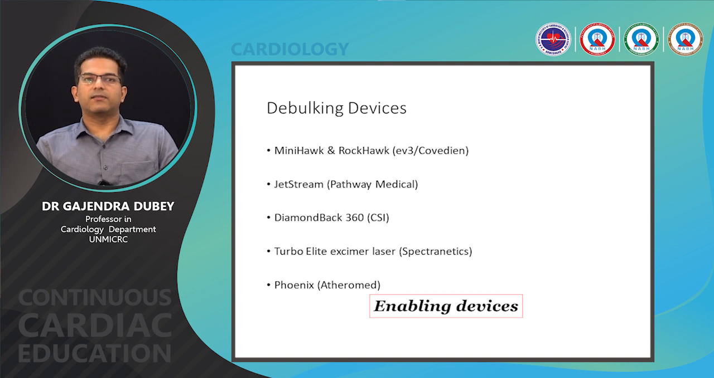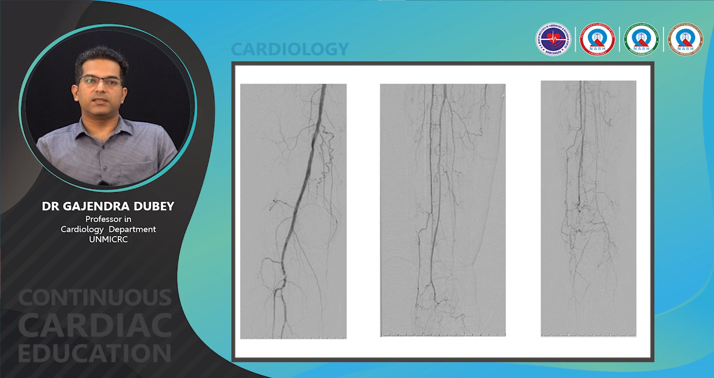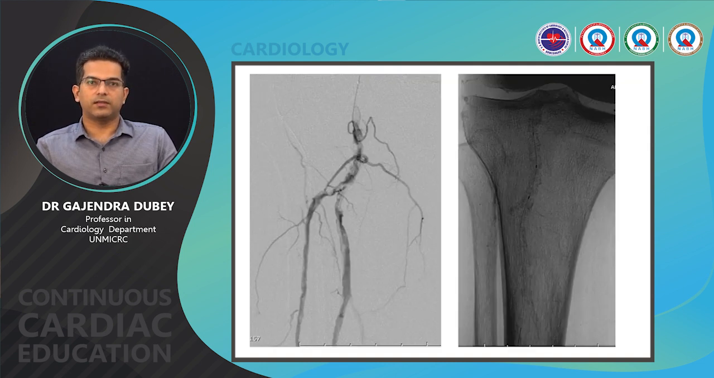Another important adjunctive device is the debulking devices. These include atherectomy devices like the Diamondback 360, which is the orbital atherectomy, or Turbo Hawk or Rock Hawk device. And then there is the Jetstream device, or lasers have also been used in below-knee disease. So these devices are mainly facilitators to get you a good result with ballooning and subsequent stenting if required. So these are a few examples where these enabling devices have been used with good effect.